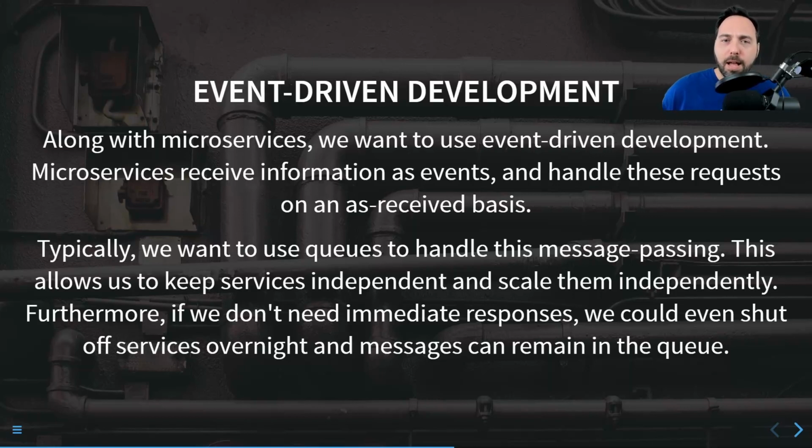Along with microservices, event-driven development is very important to saving money. Microservices tend to receive information as events. So they're picking them up off of queues or off of lists, and they'll handle these requests as they're received. Typically, we're using these queues for message passing because the services can write out a message, it goes to the queue, and the service no longer thinks about it. The next service listens on the queue, and whenever it is ready to pick up the message, it's available. Until it's ready, the message just stays on the queue, and no big deal.